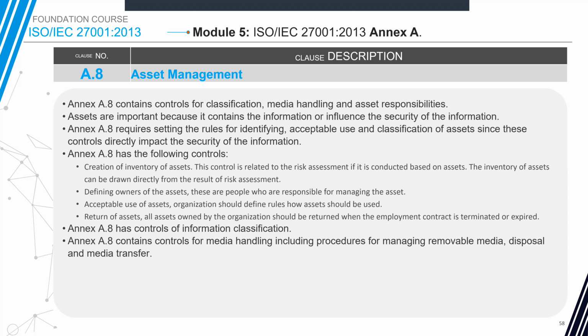As we mentioned, assets are very important because they may contain data or may affect the organization. You must have an acceptable use policy for your assets. This is very important, acceptable use, not only for assets, maybe for internet, for applications, for whatever. It depends upon your organization.